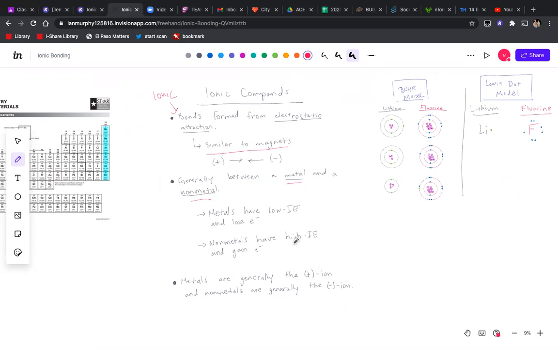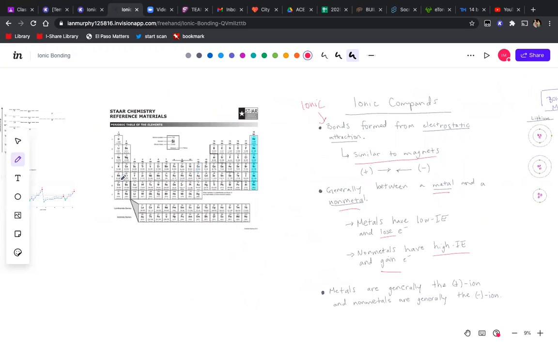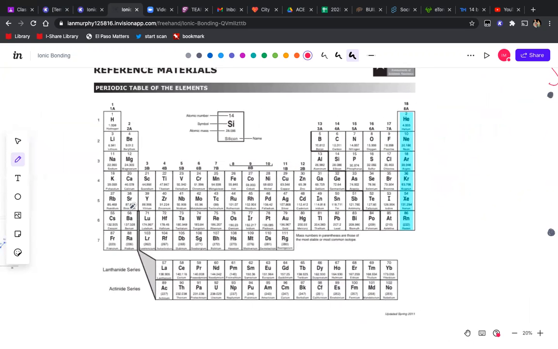How do they get to that point? Well, metals have a low ionization energy and they're more than likely to lose electrons. Nonmetals, on the other hand, have a high ionization energy and are more likely to go ahead and gain electrons. Now you're looking at the periodic table and you want to be able to tell real quick, generally speaking, where our metals are and where our nonmetals are, as you can basically use this step right here to separate.